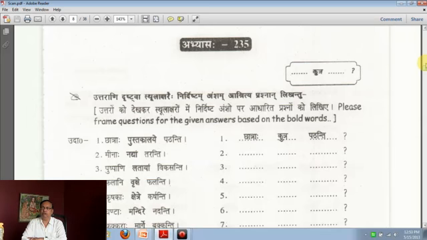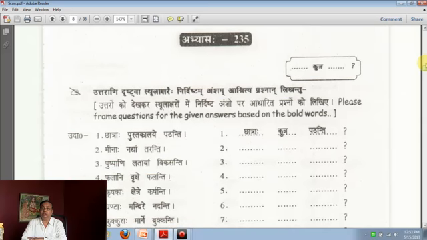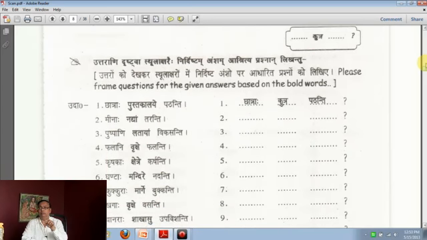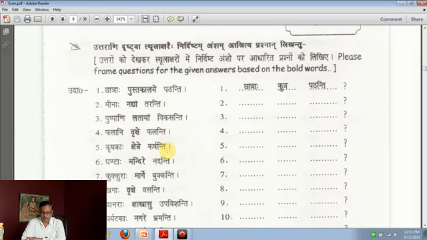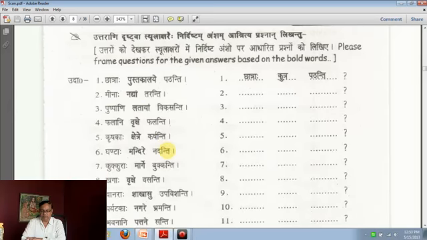Where do the fish swim? Meenaha nadyam taranti. Third. Pushpani latayam vikasanti. Pushpani kutra vikasanti. That's all; you replace latayam with kutra. Fourth. Phalani vrukshe phalanti. Phalani kutra phalanti. Phalani vrukshe phalanti. Fifth. Krushakaha kshetre karshanti. Krushakaha kutra karshanti.